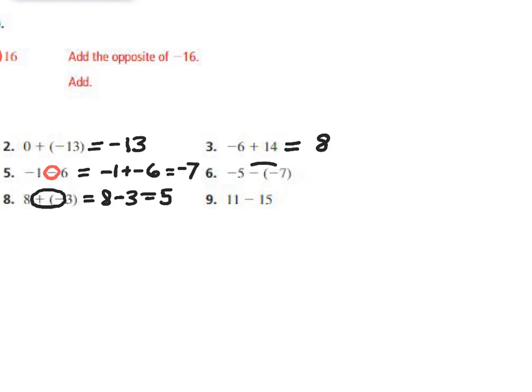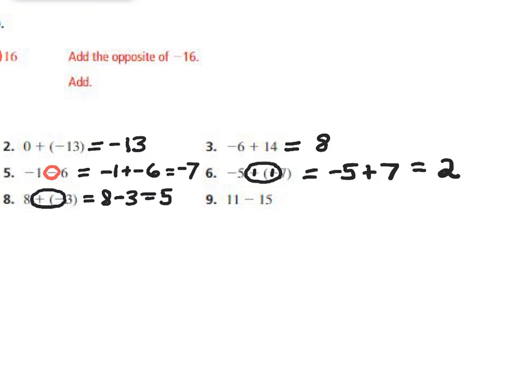Ask yourself what happens when you have minus a negative. That's really the same thing as plus a positive. So I'm going to rewrite this as negative 5 plus 7. Now the signs are different, which means you subtract them. Think in your brain, 7 minus 5, and you get 2. Keep the sign of the bigger number, which is positive.